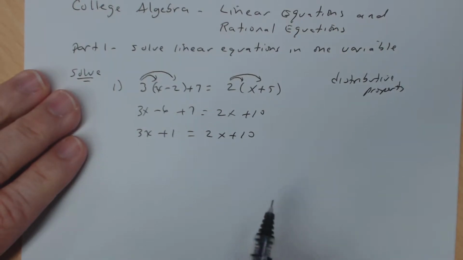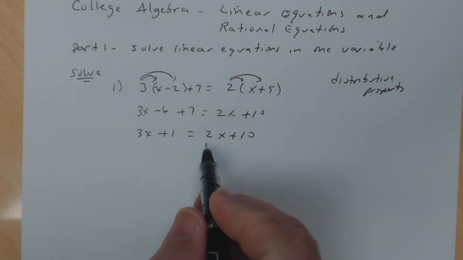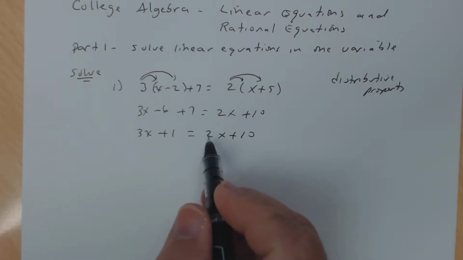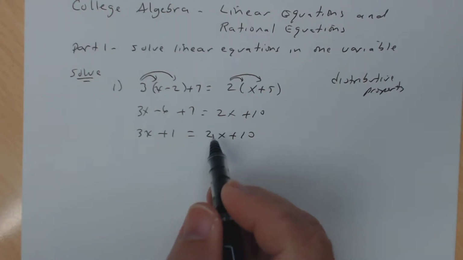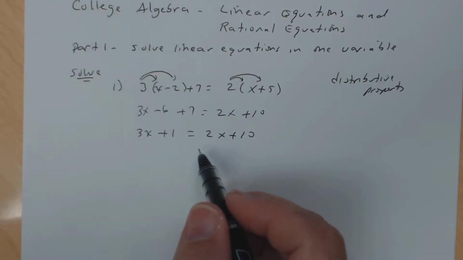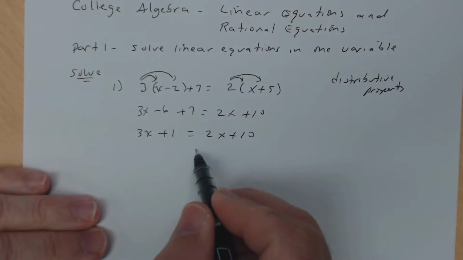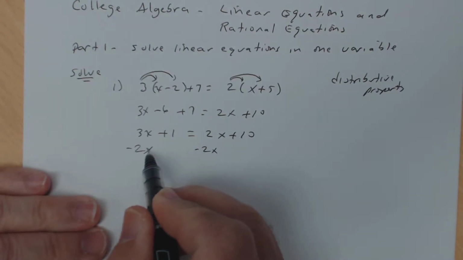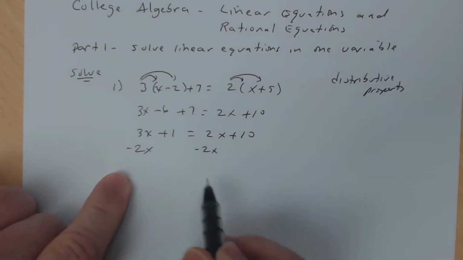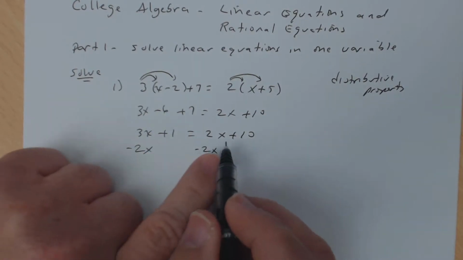So I'm going to bring the variables to the left. So in order to do that, remember I want to get rid of this 2x that's here. So if I add 2x to both sides, that's not going to help. I mean, mathematically it's correct, but it's not going to help me because 2x plus 2x is going to be 4x. So what I need to do is subtract 2x from both sides. Now remember, what you do to one side, you have to do the other, and only do it once on each side.